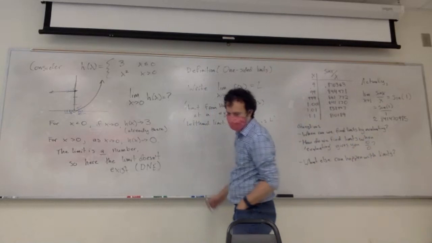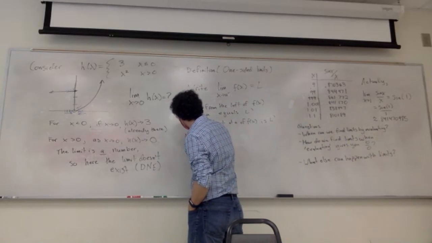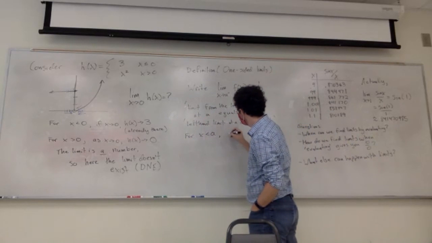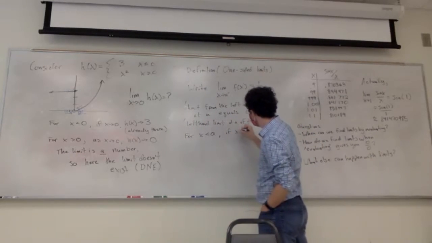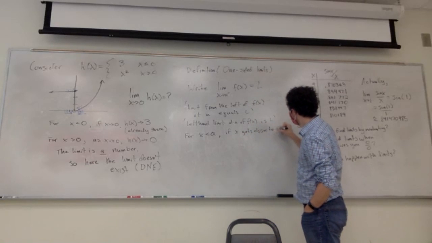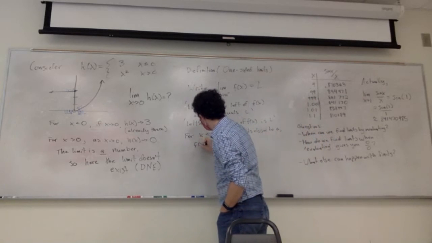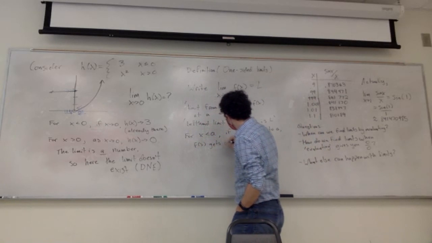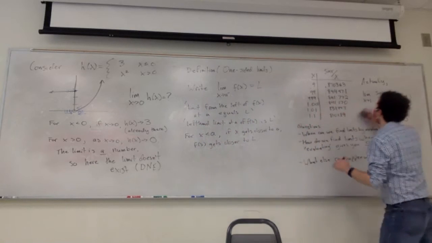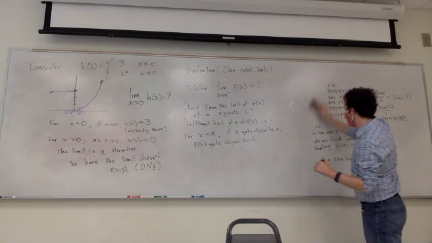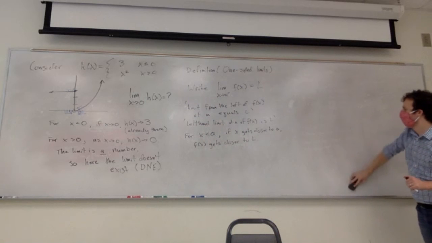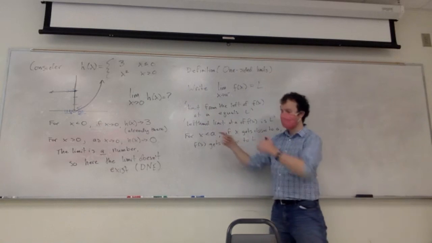What this is saying is that for x less than a, if x gets closer to a, f of x gets closer to L. So it's still the same idea. You're making a table or looking at the graph, but what you're restricting yourself to is just look to the left of a.